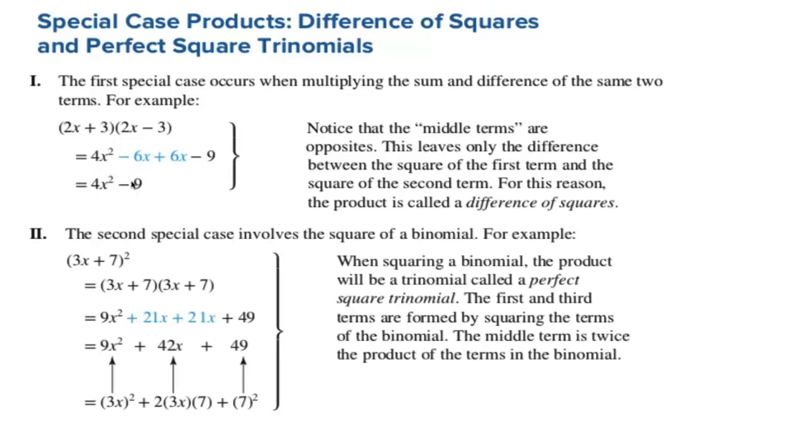Another special case is when a binomial is being squared. In this case, the middle terms will be the same, and they get doubled, because 3x times 7 is 21x, and 7 times 3x is 21x. So this would be doubled to get 42x.